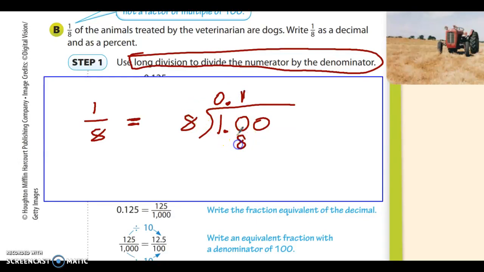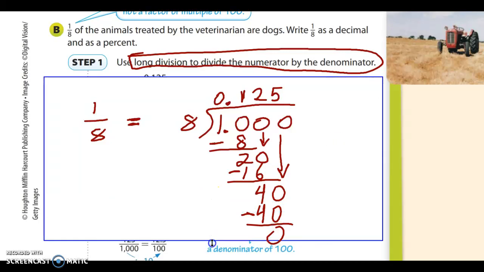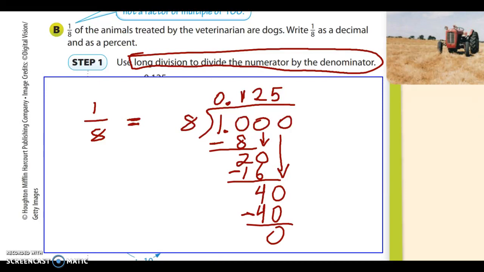1 times 8 is 8. 10 minus 8 is 2. Bring down the 0. 8 goes into 20 twice. 2 times 8 is 16. I'm almost done. 20 minus 16 is 4. Annex and drop this 0. 8 goes into 40 5 times. 5 times 8 is 40. When I get a remainder of 0, like I have here, that means I'm done. It means we have terminated. So my answer is 0.125, which is acceptable as a decimal.